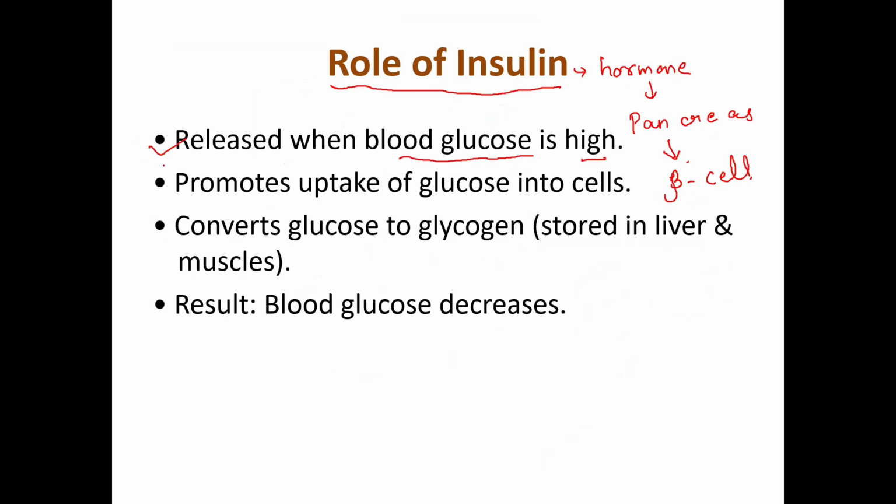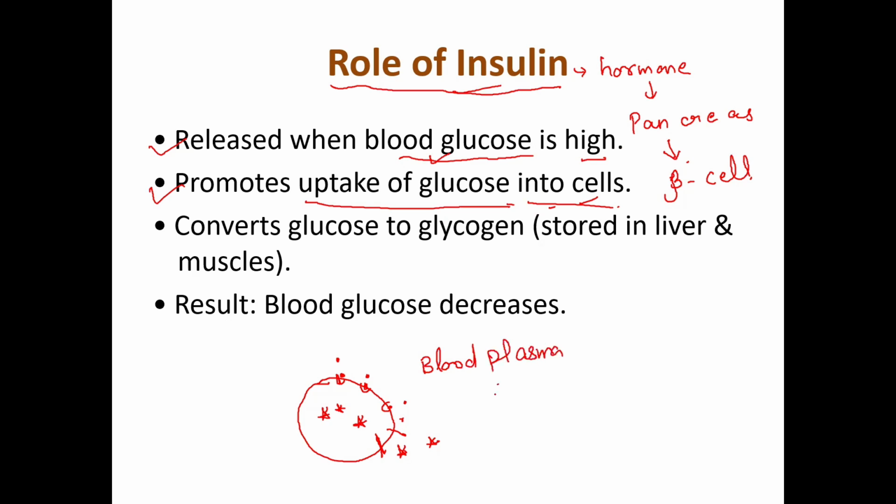Someone eats a very large amount of sugar, so their blood sugar level is going to be very high. At this time, the pancreas releases insulin, which promotes uptake of glucose into the cell. How does this work? Assume this is a cell. The dot-shaped insulin comes and attaches to receptors like this. These receptors open the cell gate, and glucose enters inside the cell, or we can say uptake of glucose inside the cell from the blood plasma.